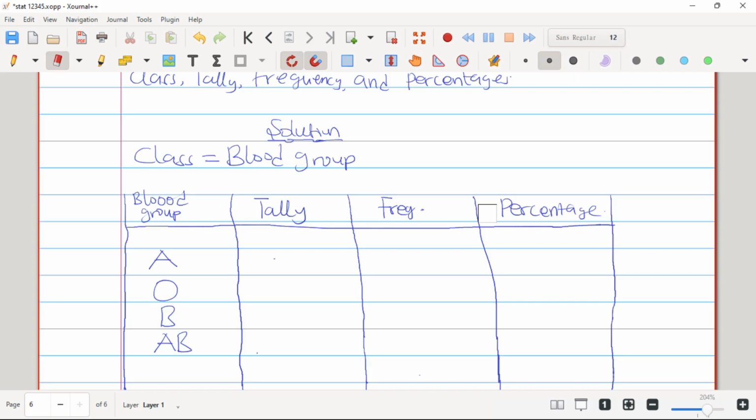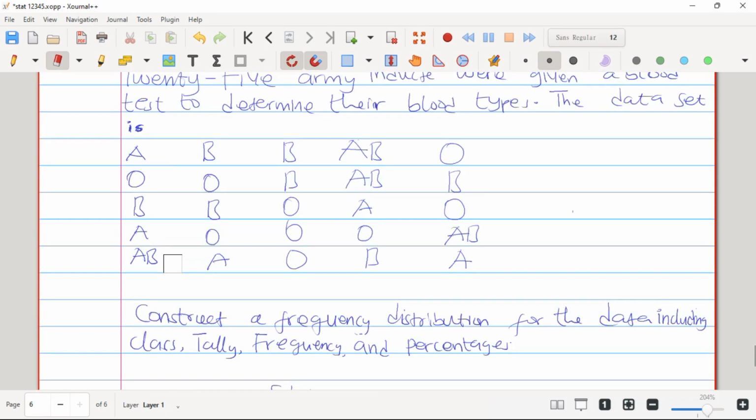And usually the tally and the frequency carry the same information. The frequency represents the number of times it occurs, and within that, we use lines to represent the frequency, which is called the tally, right? So here we want to count the number of times A occurred in the data set, right? We take our time, and then we are going to use a mark symbol.